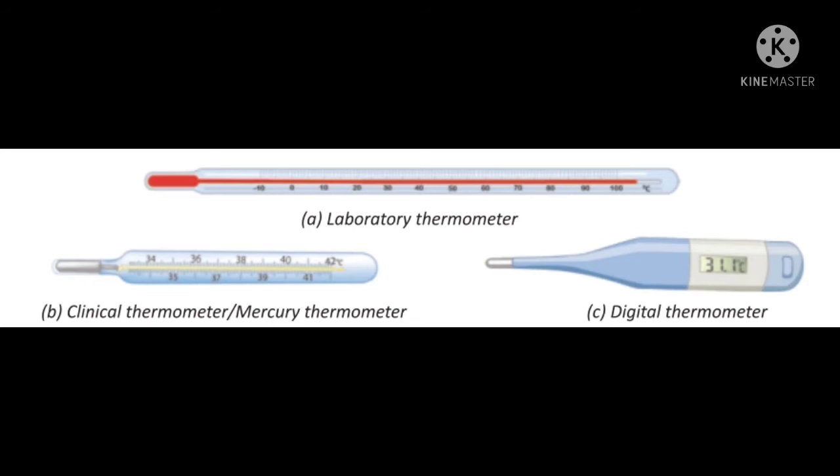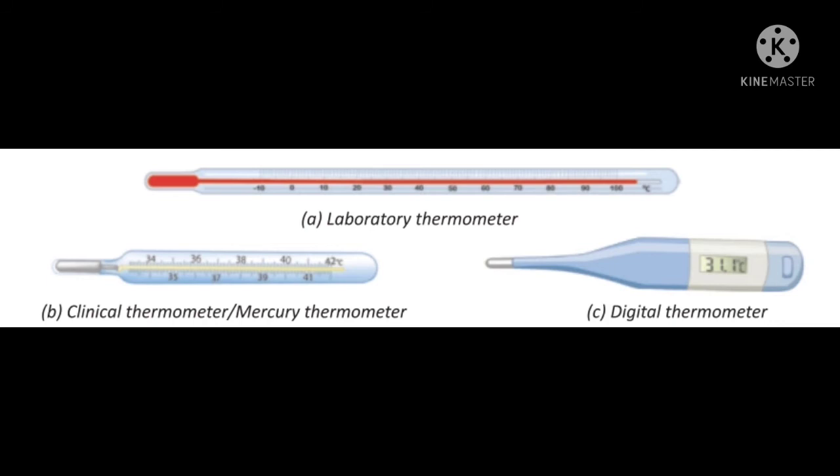Then remember to mention the unit. What is the unit here? Sometimes Celsius is there, sometimes Fahrenheit is there. So we want to mention it correctly. The range of temperatures which a laboratory thermometer can measure is minus 10 degrees Celsius to 110 degrees Celsius. So what is the range of temperature in a laboratory thermometer? That is minus 10 degrees Celsius to 110 degrees Celsius.